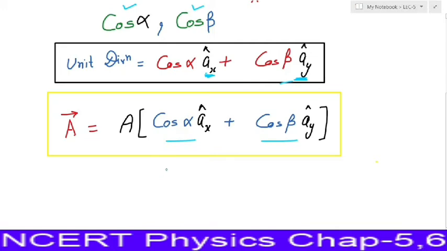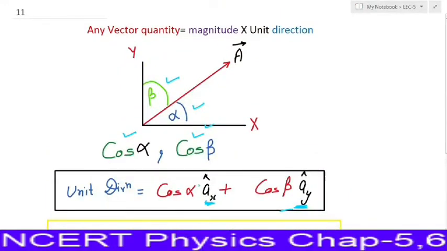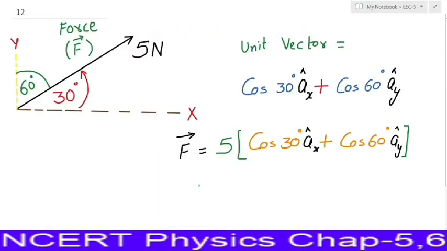I wrote this unit direction term for a vector which makes an angle alpha with the positive x-axis and beta with the positive y-axis. And suppose this vector's magnitude is a, so I will write the vector as the magnitude term, a, into the unit direction term, which is cos alpha ax cap plus cos beta ay cap. So this is the easiest way to write a vector. We just need the magnitude of that vector, and for its direction we need its angle with the positive x-axis and the positive y-axis.